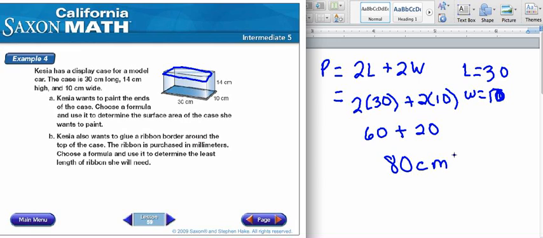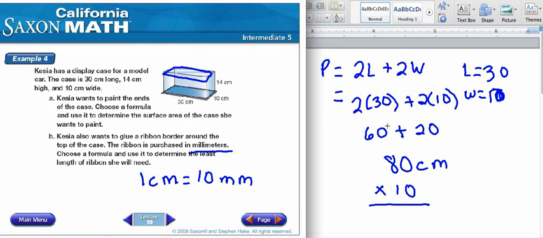However, this is centimeters. The problem says the ribbon is purchased in millimeters, so we need to convert it from centimeters to millimeters. I know that 1 centimeter equals 10 millimeters. So in order to convert 80 centimeters, I now need to multiply this by 10. So let me move this over. Okay, 1 times 0 is 0, 1 times 8 is 8, 0. So I need 800 millimeters of ribbon.